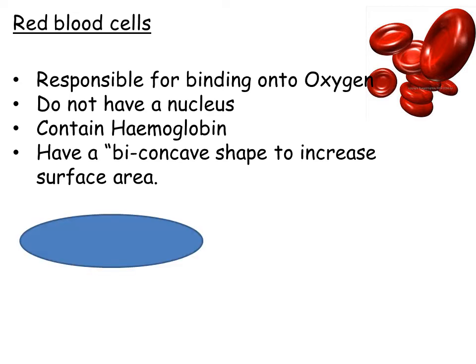Now that biconcave shape, if the red blood cell was just shaped like kind of a Minstrel or something like that, it would have some surface area on which you could attach oxygen. But if you squish it in the middle, you'll notice that you've got a lot of extra surface area that you didn't have before. This concave shape, called so because it goes in like a cave, increases the surface area available for the red blood cells to bind onto oxygen.